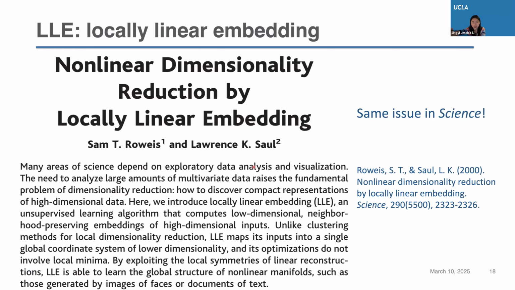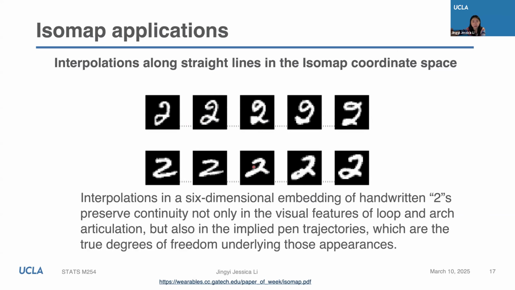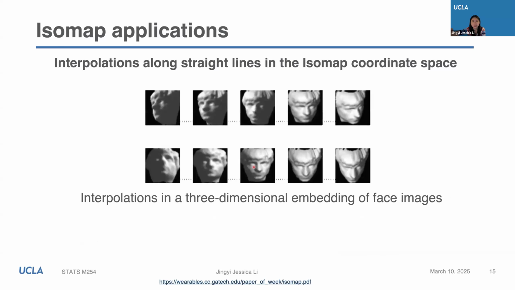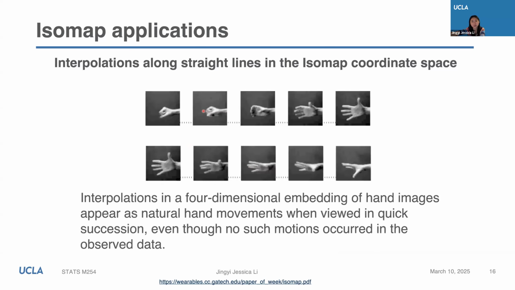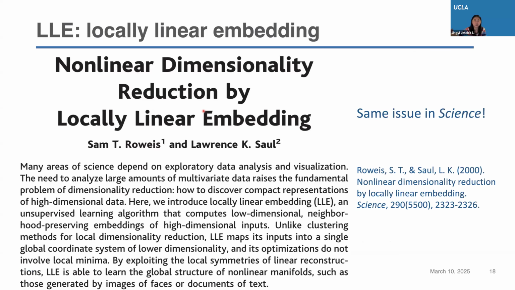So essentially, if you look at the paper, for these cases you will see that the Isomap 2D embedding can put these images in a sequence. So they follow the same order as in the original interpolation. Well, if you use a classical method, then it's not so good. Yeah, so these are just applications. Okay, on the same issue of Science, there's another nonlinear dimension reduction method called locally linear embedding, LLE.